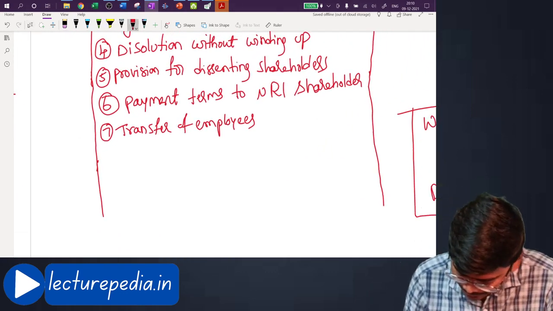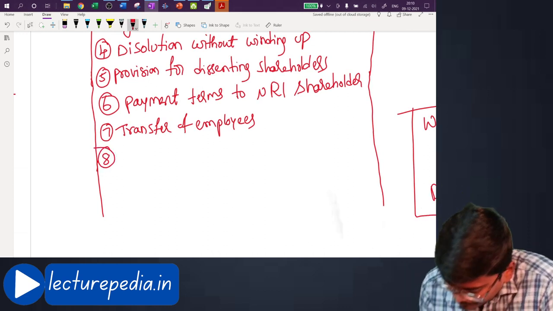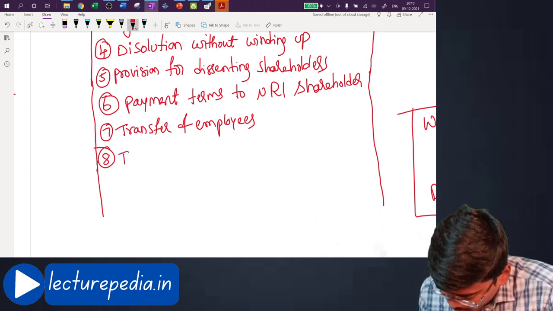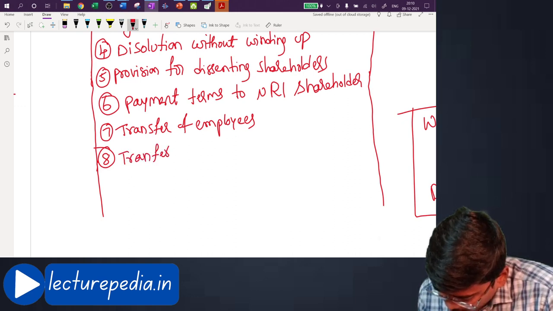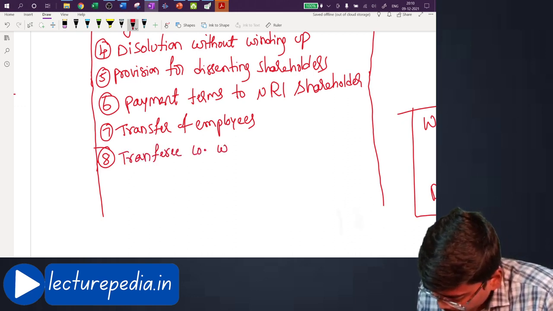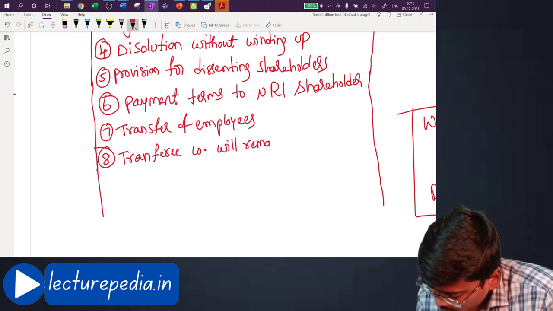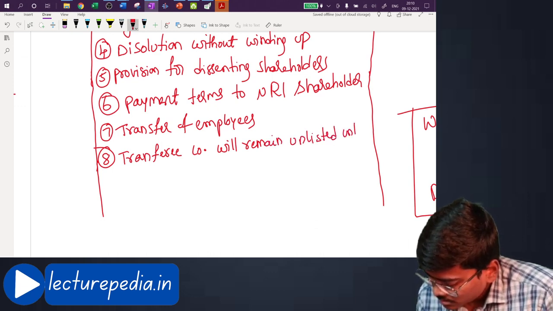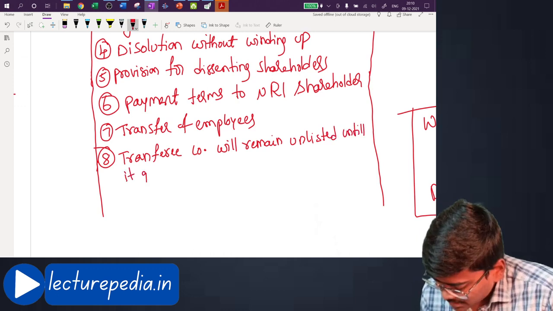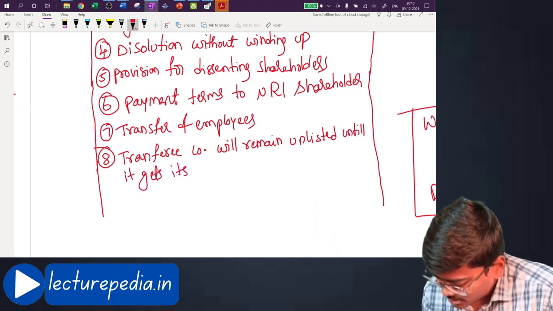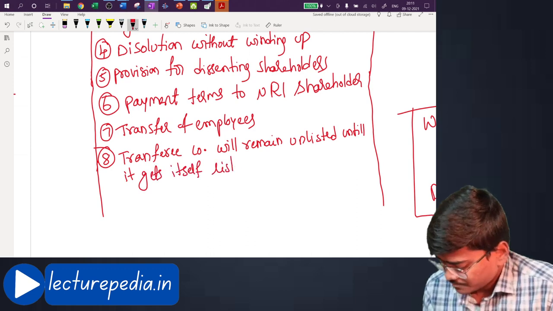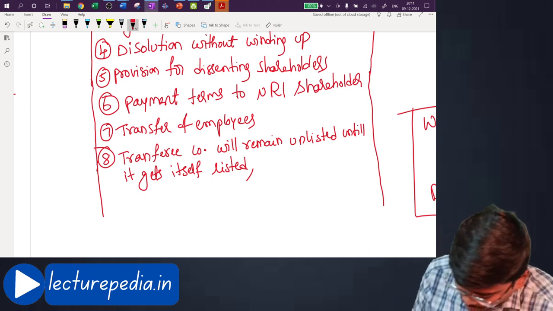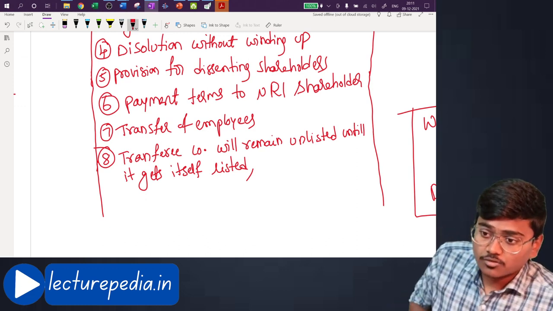See, here basically it should provide that the transferee company will remain unlisted until it gets itself listed. Okay, and along with this it should provide protection to the existing shareholders of the transferor company.